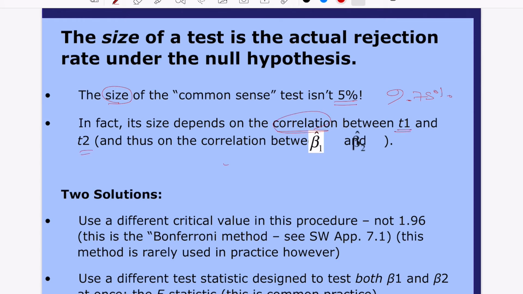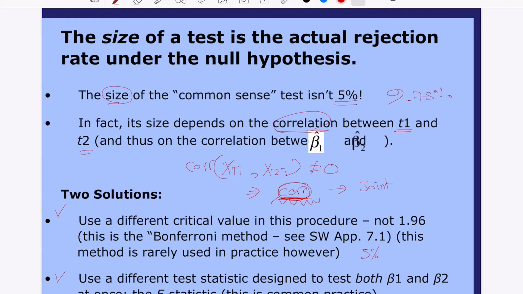Since X1i and X2i have a correlation that is non-zero, that correlation should be calculated when we want to get the joint distribution, right? So we're going to consider it. That is one solution: we use the correlation consideration. One other thing is to use a different critical value in these procedures to make a 5% confidence interval after all, right?